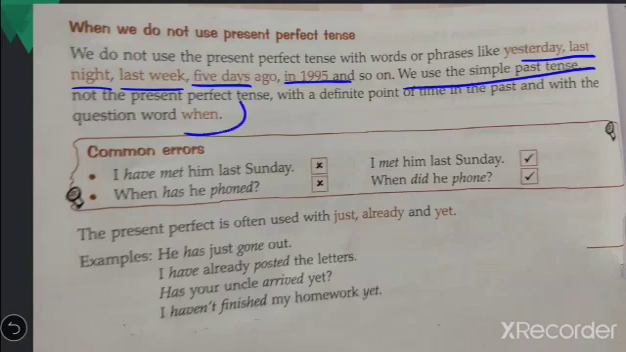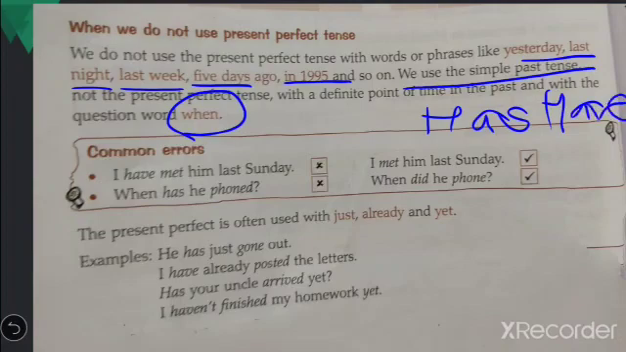Remember this, because in the present perfect tense the questions start with has or have. So when your question starts with when, you definitely have to use the simple past tense. Yesterday is saying one particular time, and so are last night, last week, 5 days ago. At that time we have to use the simple past tense, not the present perfect tense. And remember, in the present perfect tense your questions start with has or have, not with when.